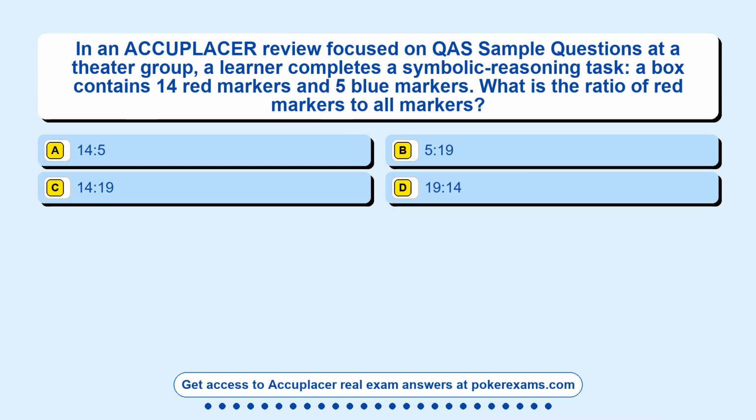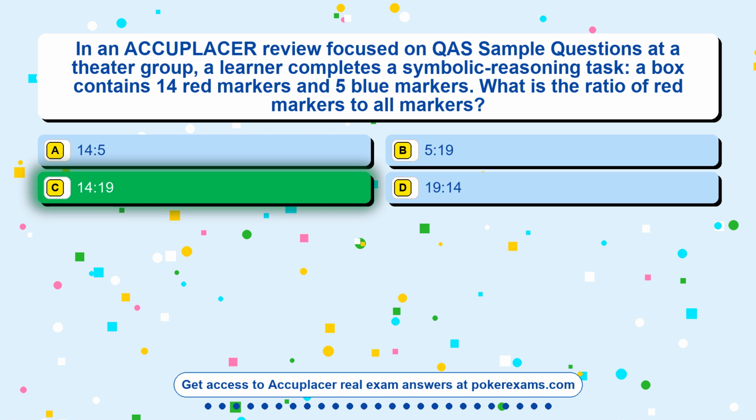Question 20. In an ACCUPLACER review focused on QAS sample questions at a theater group, a learner completes a symbolic-reasoning task. A box contains 14 red markers and 5 blue markers. What is the ratio of red markers to all markers? Option A, 14:5. Option B, 5:19. Option C, 14:19. Option D, 19:14. The correct answer is option C, 14:19.